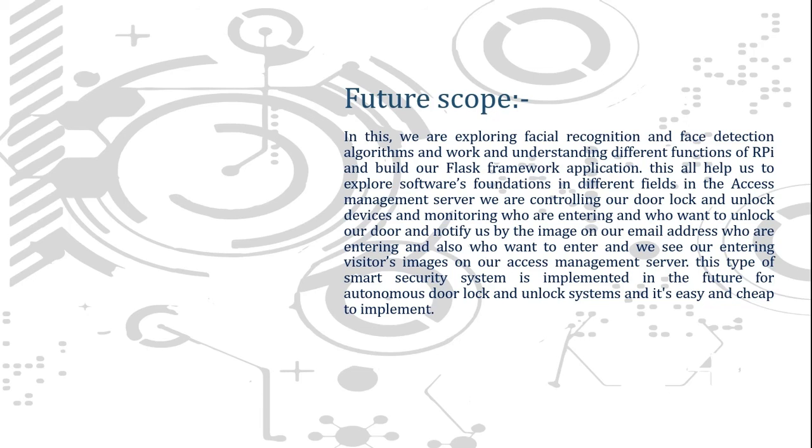And we are controlling our door lock and unlock devices and monitoring who is entering and who wants to unlock our door, and notifying us by image on our email address about who is entering and who wants to enter. And we see our entering visitor images on our access management server. This type of smart security system can be implemented in the future of autonomous door lock and unlock systems, and it's easy and cheap to implement.